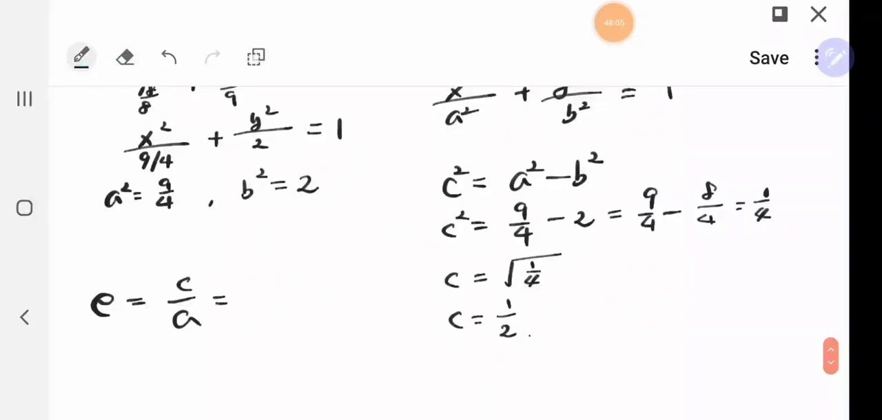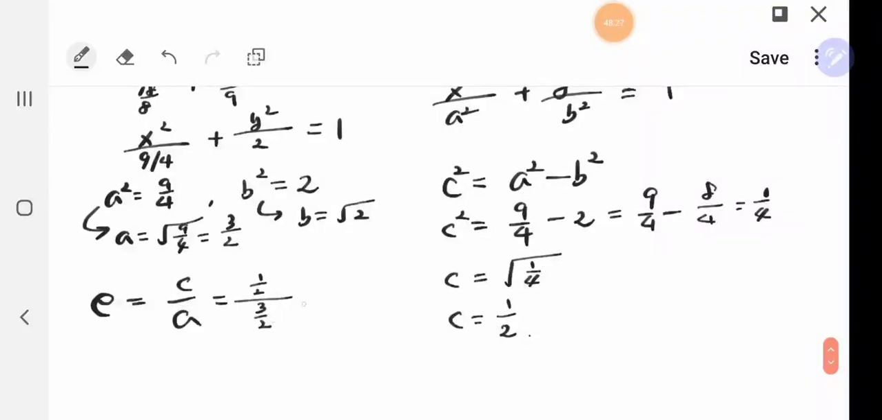Okay, let's find a. I used a squared. So a is the square root of 9 over 4, which is 3 over 2. And b is equal to the square root of 2. So c is 1 over 2, while a is 3 over 2. So c over a, product of outer terms over product of inner terms, is equal to 1/3. So the eccentricity is 1 over 3.